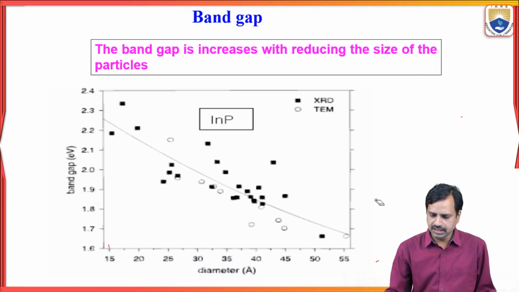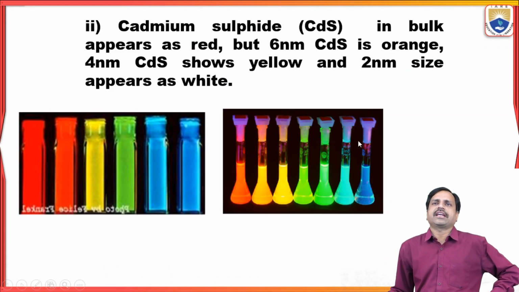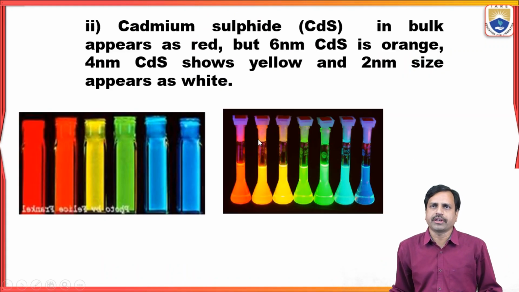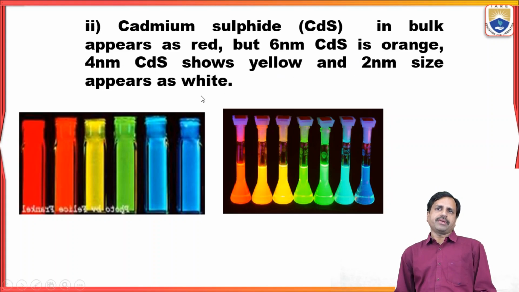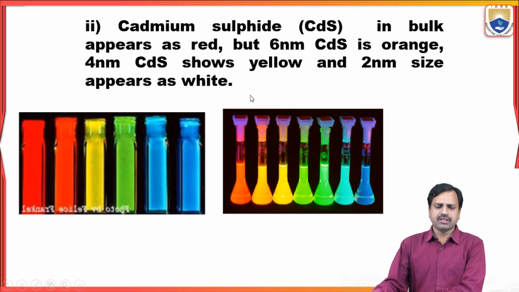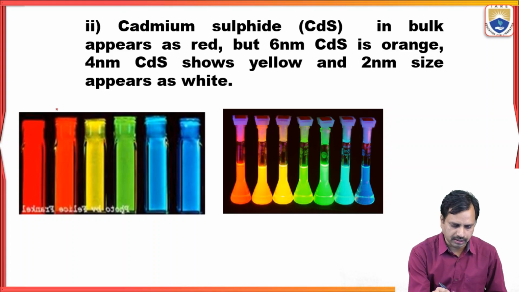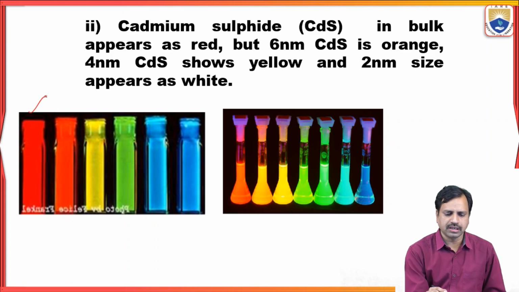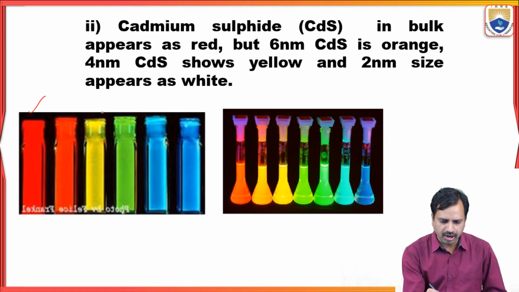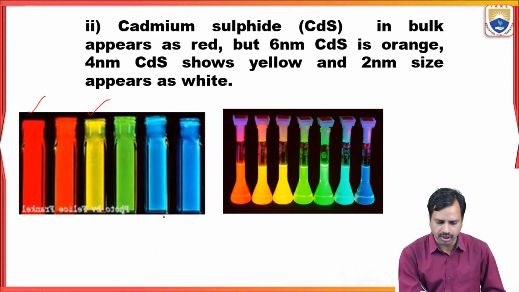Now we will see another important property of nanoparticles. Cadmium sulfide in bulk appears red, but at 6 nanometers cadmium sulfide is orange, at 4 nanometers it shows yellow, and at 2 nanometers it appears white. So taking cadmium as an example, when it is 6 nanometers it shows a red color, when brought to 4 nanometers it shows yellow, and when brought to 2 it shows white.